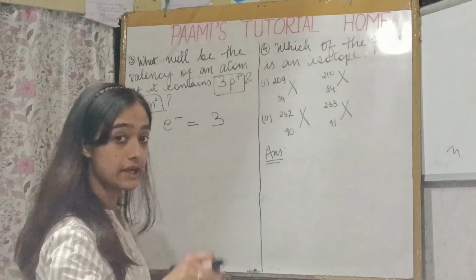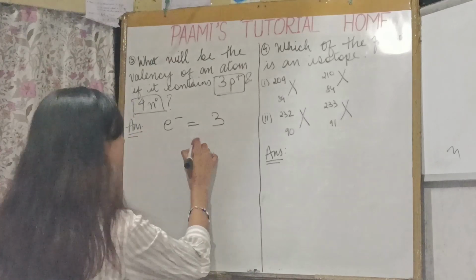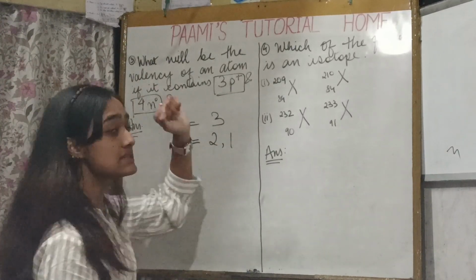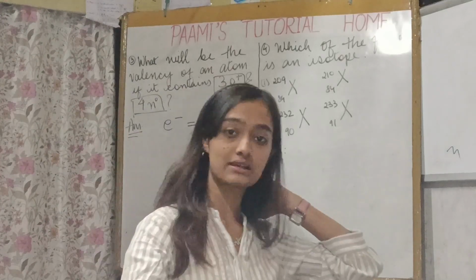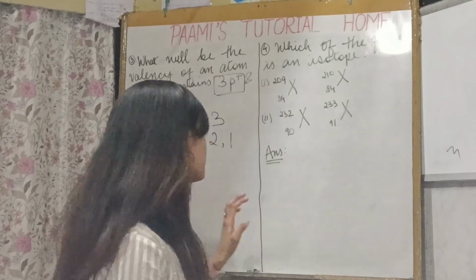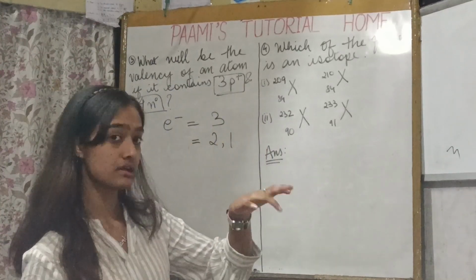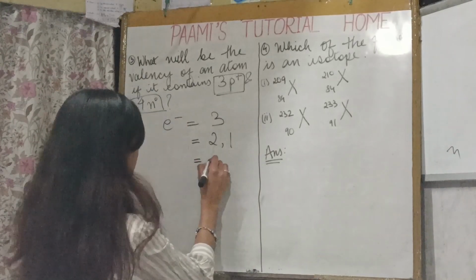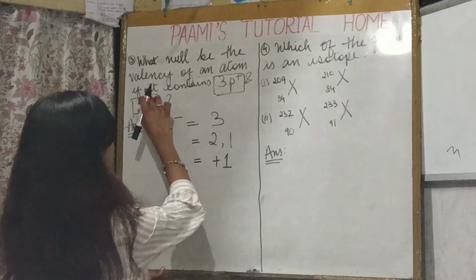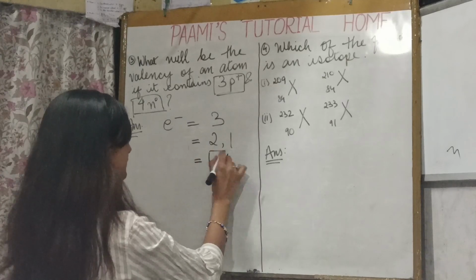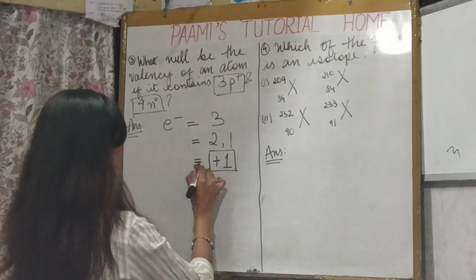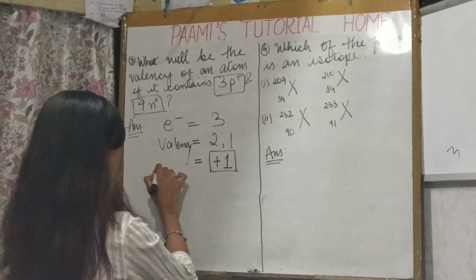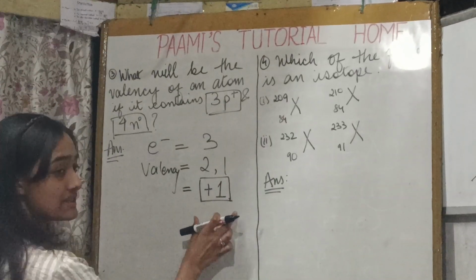Okay. Write the electronic configuration: 2, 1. So valency means कितना दे सकते हैं या फिर ले सकते हैं. So is it easy to give 1 or take 7? Easy to give 1. So it becomes plus 1. So the valency of the atom is plus 1.